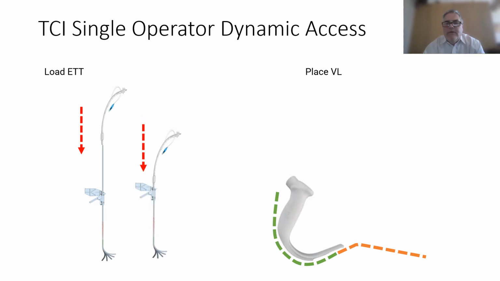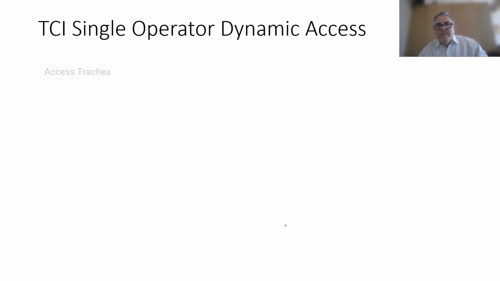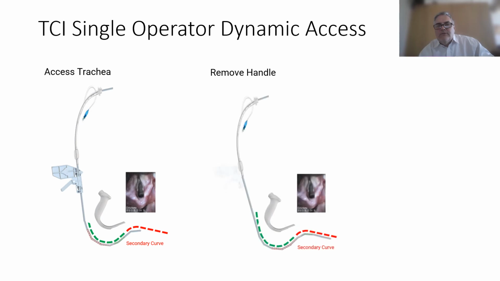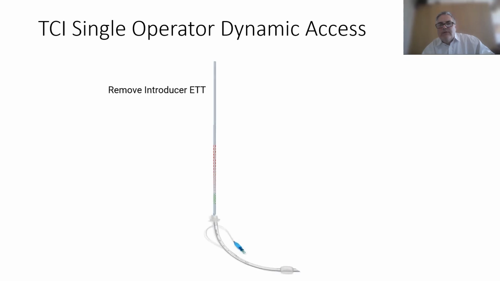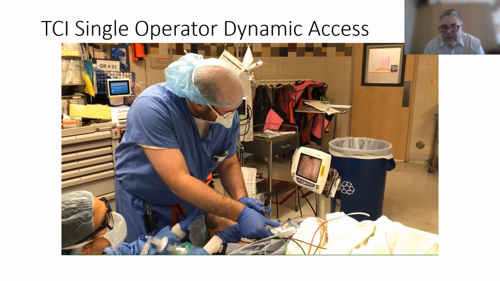VL is placed. View of the glottis is obtained. Dynamic tracheal access solving all three geometry problems: primary curve, inflection point, and secondary curve. Handle is removed. Tube is railroaded into the trachea. And then the catheter is removed, leaving the endotracheal tube in place and the patient's intubated. This is what it looks like in operation.